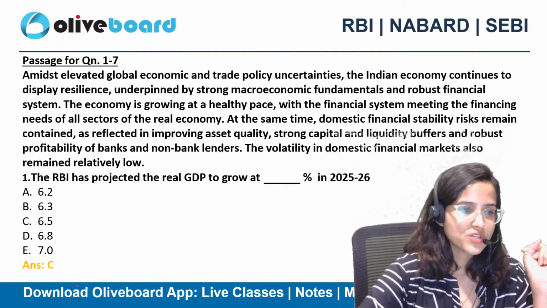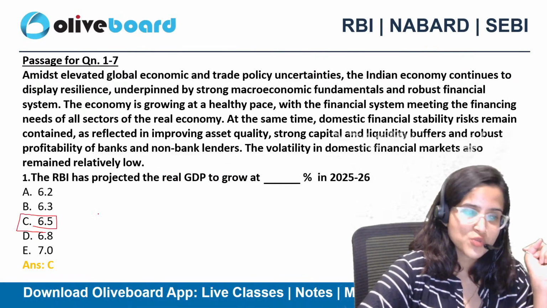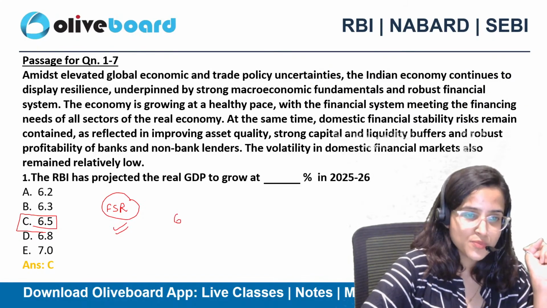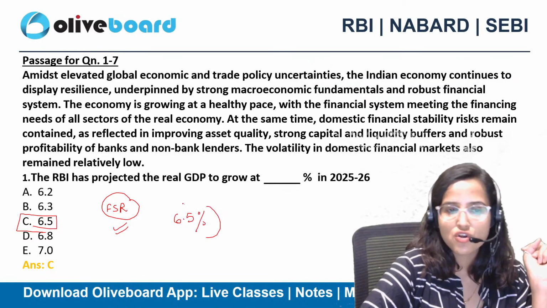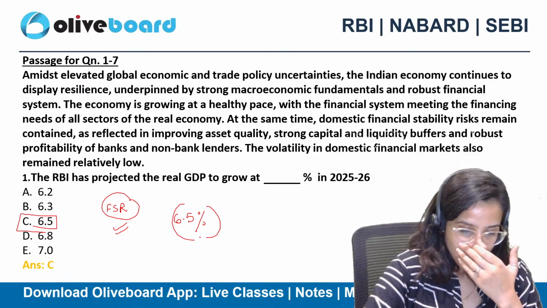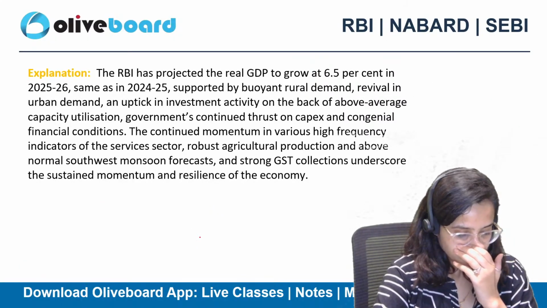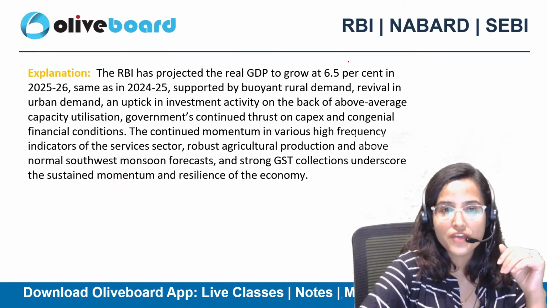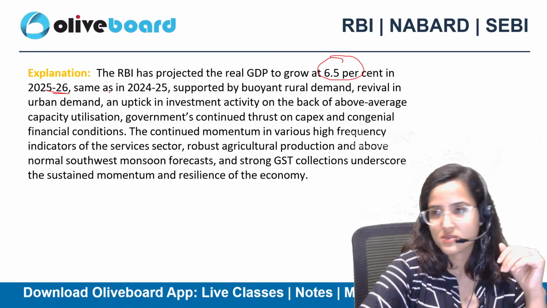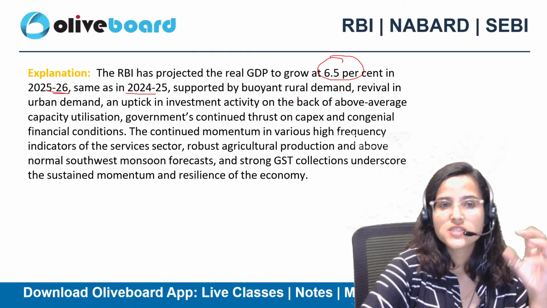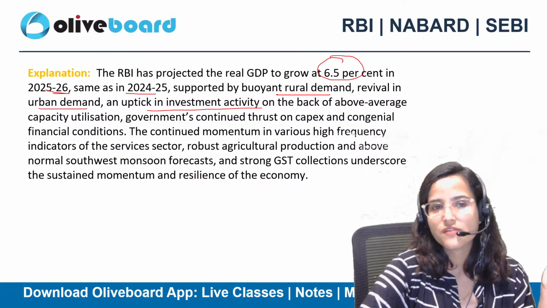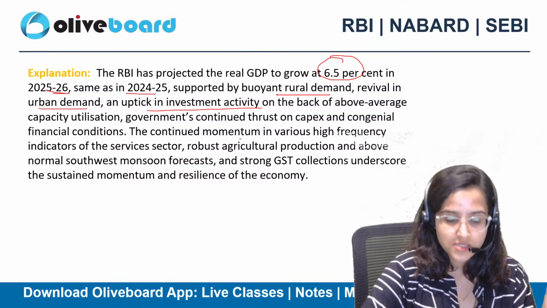The answer to this question is 6.5 because we're talking about the Financial Stability Report over here, right? So it is 6.5%. Of course, updations and all keep happening, right? Okay, chaliye. So RBI has projected real GDP to grow at 6.5% for 25-26, same as in 24-25, supported by buoyant rural demand, revival in urban demand, uptick in investment activity. Okay, all these are some reasons.